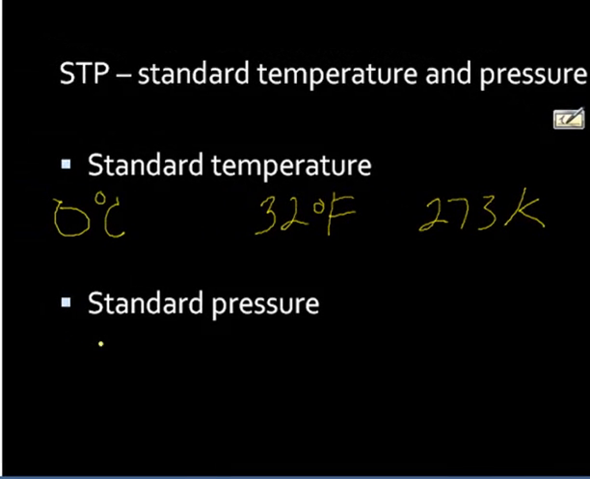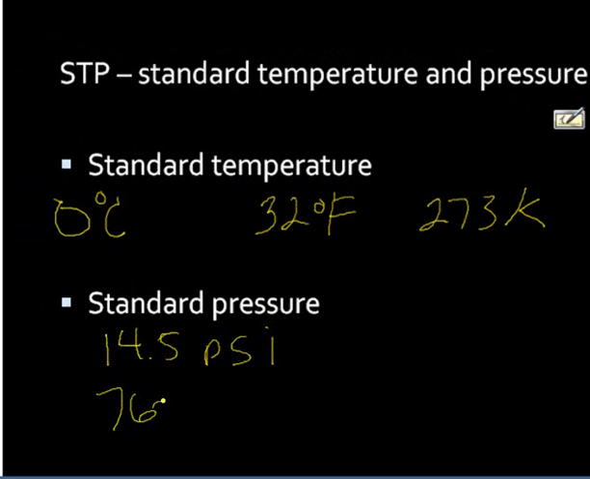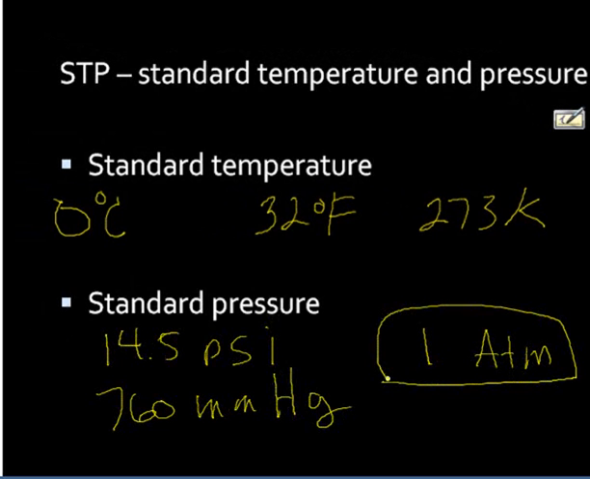Standard pressure has lots of different units. All of these are standard pressure: 14.5 psi, pounds per square inch, which is what we'd use in the United States. If we're measuring on a barometer, we'd say there's 760 millimeters of mercury. But the unit that we use most often in chemistry is ATM, or atmospheres. Standard pressure is 1 atmosphere, and standard temperature is 0 degrees Celsius.